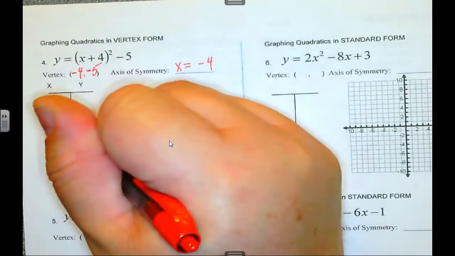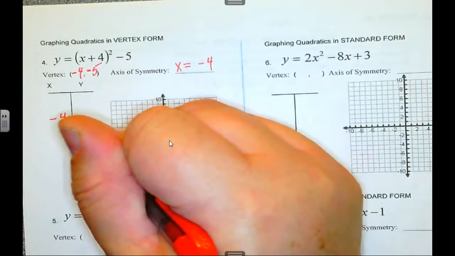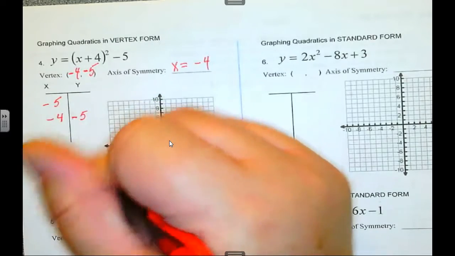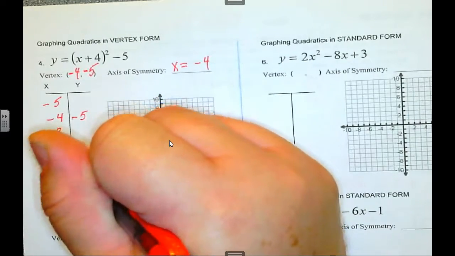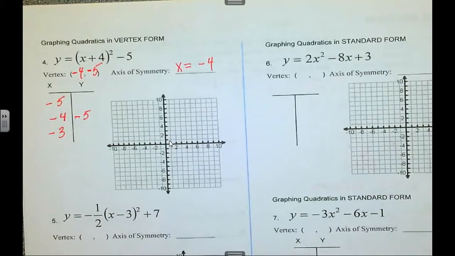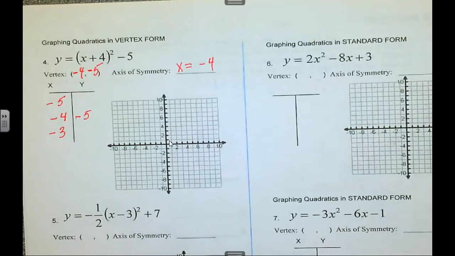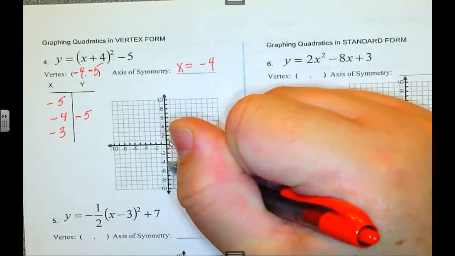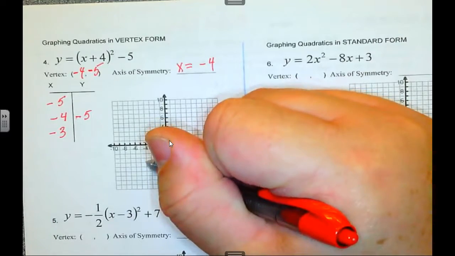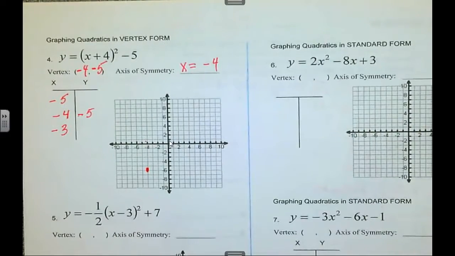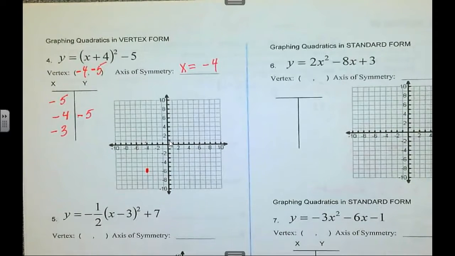So I have -4, -5. I want one smaller and one bigger. This is my parabola. -4, -5. Yes, parabola. I'll tell you what, to find the first point, it's a parabola.